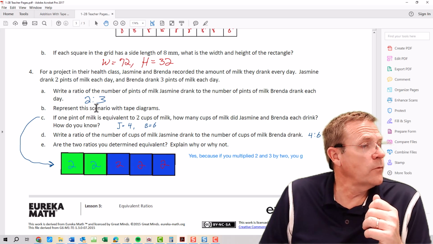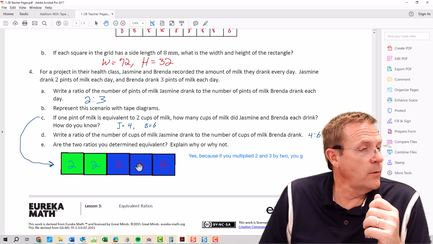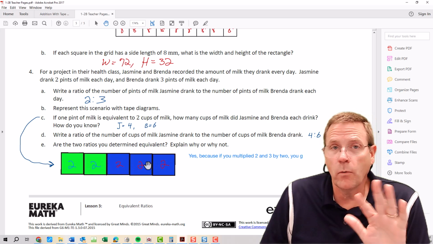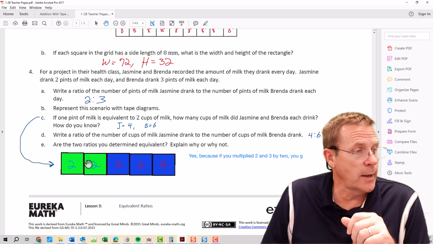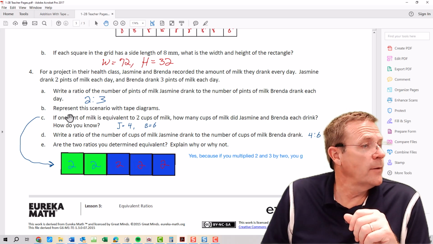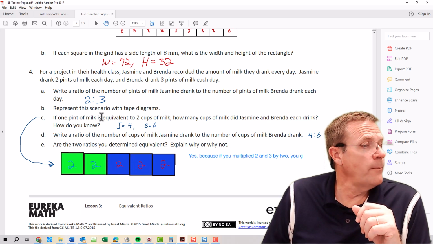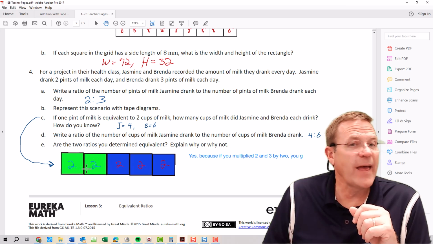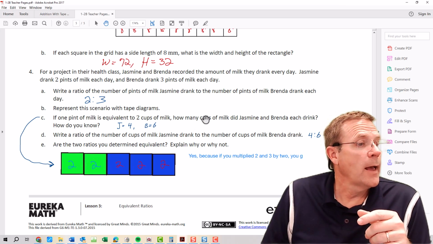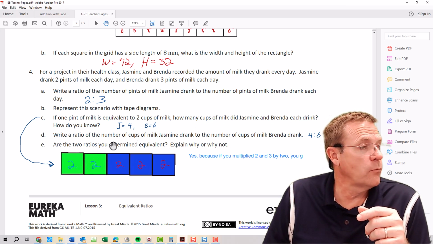Next, represent the scenario with the tape diagrams. So I did that down here. I created my tape diagram. Don't worry about those numbers. Those are coming later. I have my 2 to 3 ratio. And then for question 3, if 1 pint was equal to 2 cups, that's where those numbers come in. How many cups of milk did each of them drink?